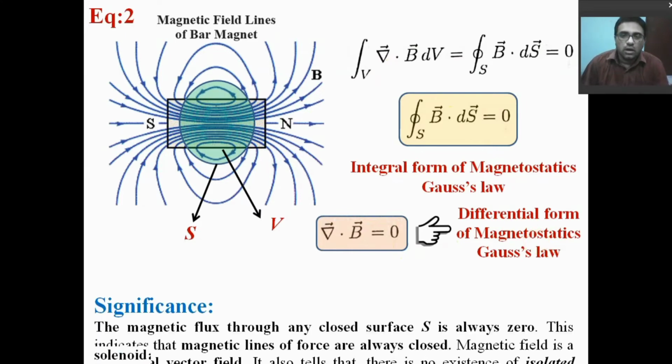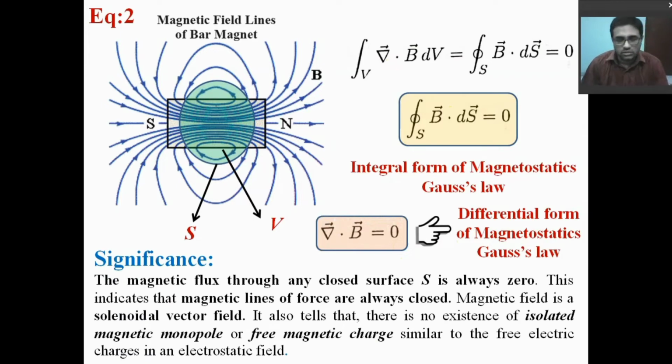Okay. Now what is the significance of this? The significance is that the magnetic flux through any closed surface S, so this is that closed surface, is 0. So del dot B equal to 0 means the magnetic flux through any closed surface is 0. Now this is a universal truth.